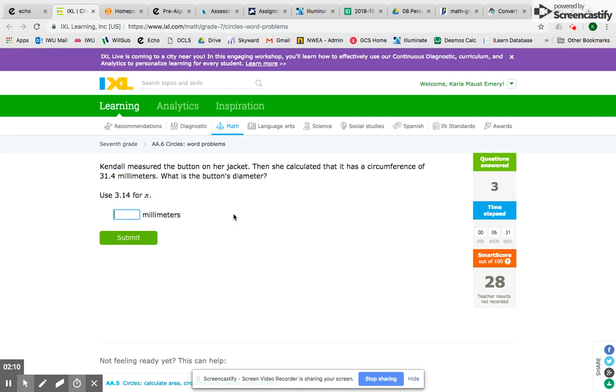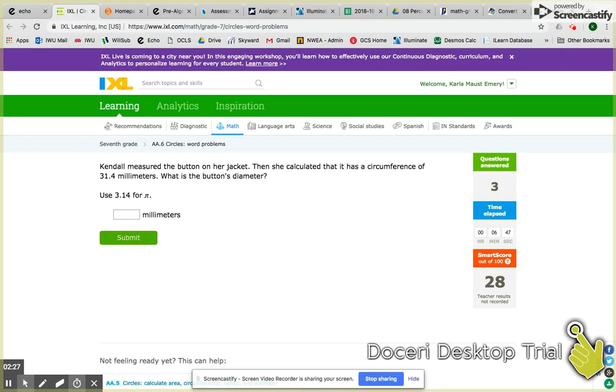Okay, so this one's a little bit different. In this case, it's given us the circumference, and we need to find the diameter. So it says Kendall measured the button on her jacket. Then she calculated it has a circumference of 31.4 millimeters. What's the button's diameter? In this case, we are still going to use the C is equal to pi times the diameter formula, because it's asking for the diameter, and it gives us the circumference. So just like on the other IXL topic, we want to put in 31.4 for C, because this is equal to C.